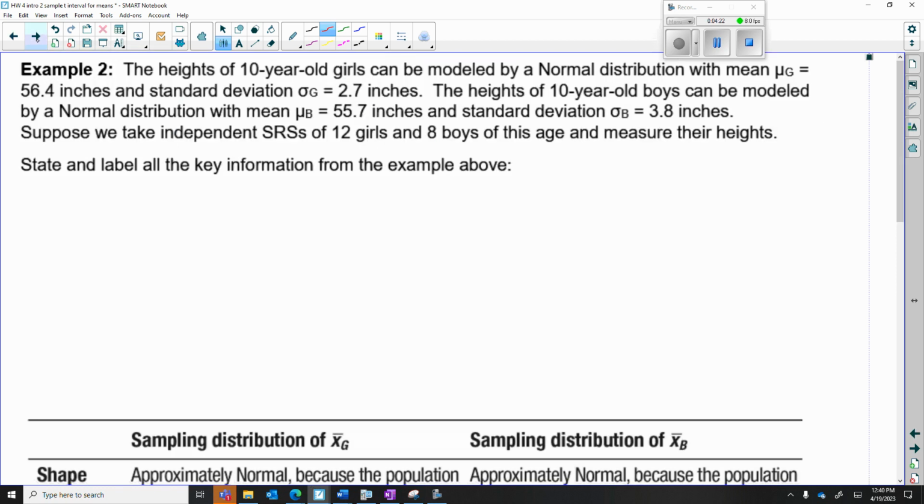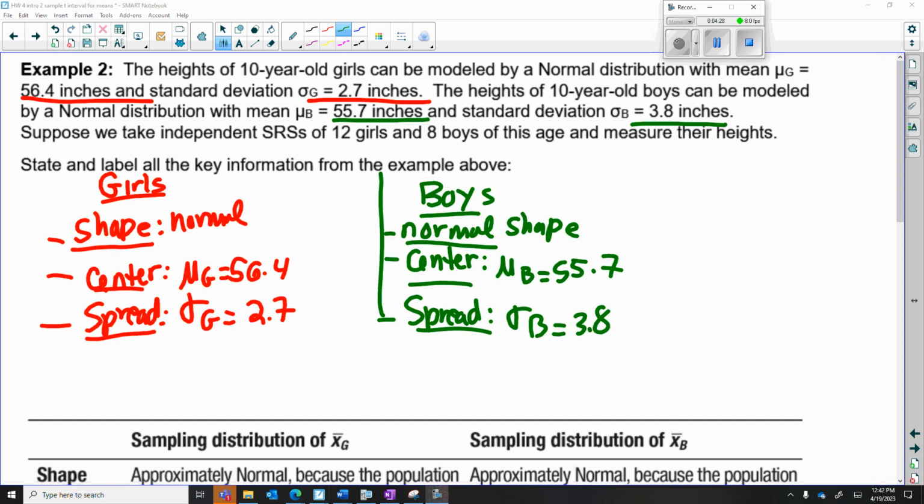So if you look at this next screen, we have some information. I want you to read it and state all the key information above. So as you can see, we have two separate independent samples of boys and girls. Actually, we're not samples yet.